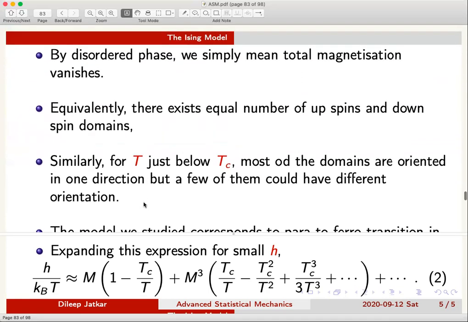To put it a little differently, the disordered state is the one which has total magnetization 0. That is how we would basically define it. In some sense, if you are looking at a binary spin system, then the total number of up spins and down spins would be equal. And if you have small domains, then the total number of domains pointing in the up and down directions also would be equal.